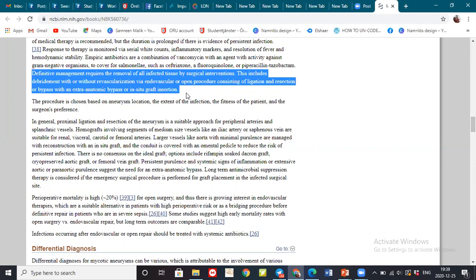Dr. Suman? Yes, please. Because it is a pseudoaneurysm, can we not ligate it? Just ligate it.